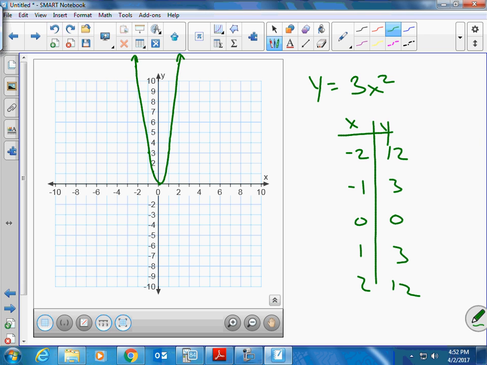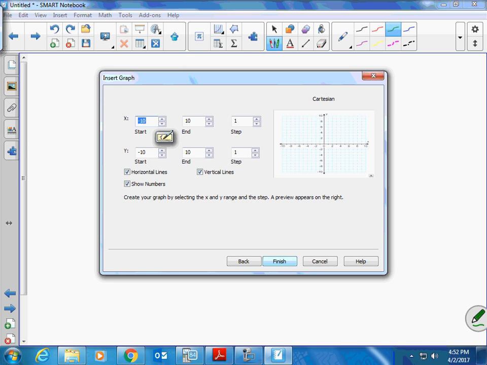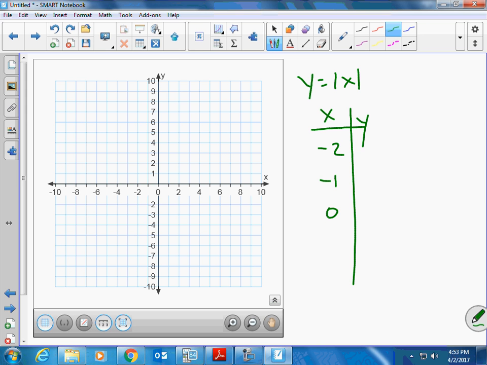Okay, last kind, we have absolute value. Now that we've got that covered, this should go a little faster. Y equals the absolute value of x. We don't know what it looks like. So guess what? We're going to make a table. If I put in the same numbers we had before, -2, -1, 0, 1, and 2.